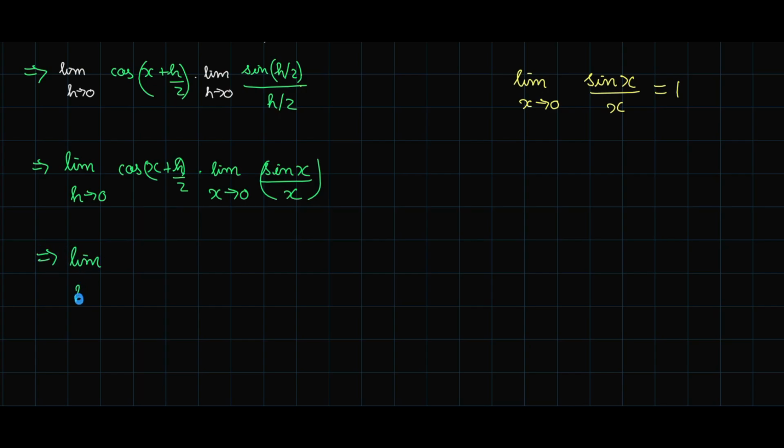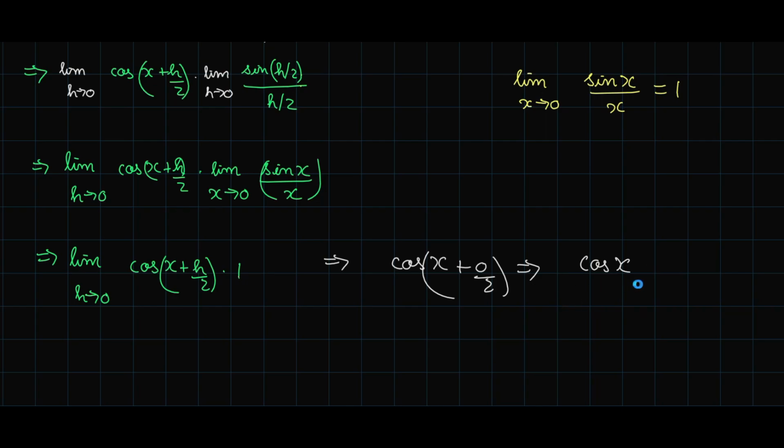Limit h tends to 0 cos x plus h over 2 times 1. Now we're going to solve for limits and get the final answer, which gives us cos x, limit h tends to 0. So 0 over 2. 0 over anything is 0. So the final answer is cos x. Hence we have proved why cos x is the derivative of sin x.